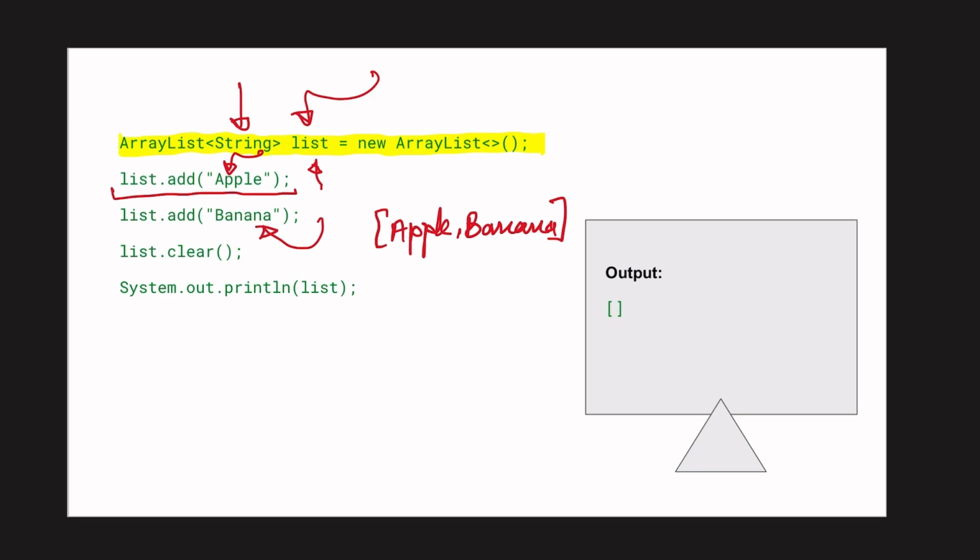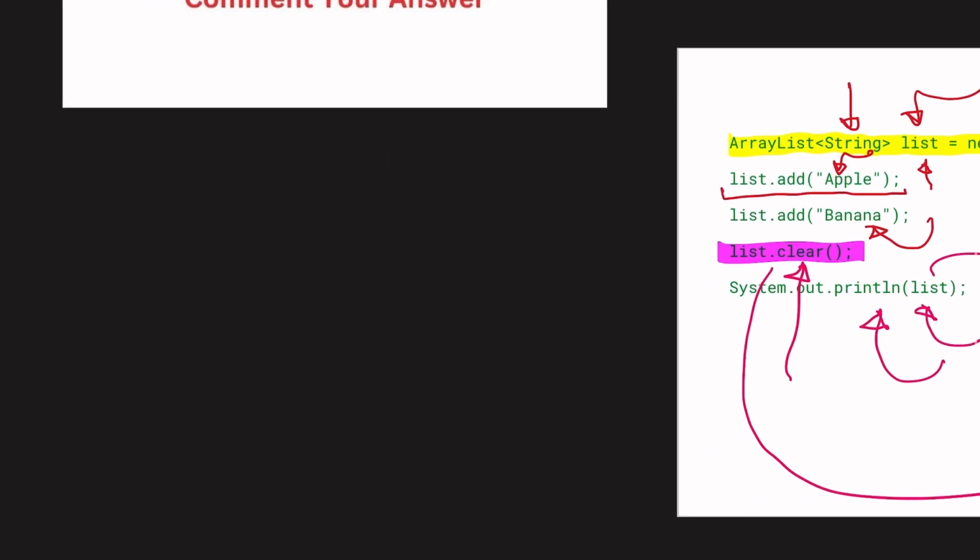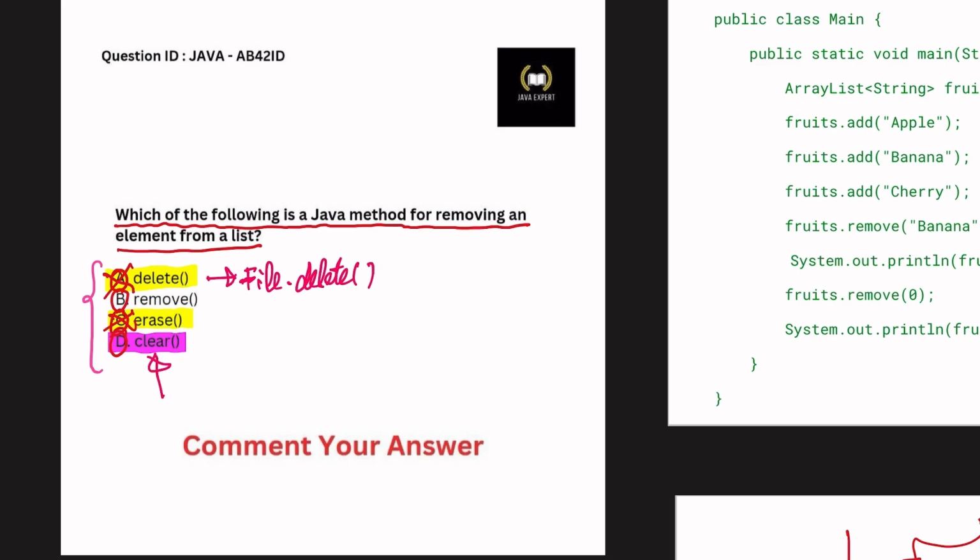But once you call the clear method, it clears all elements, like removes all the elements from the list. So if you print it out with system.out.println, what you are printing? List. So that list will be printed on the output screen, and because you have used the clear method, on the output screen you are seeing there is no element inside the list. So that is what clear method does. So now we have seen three options and all three options are wrong. Okay, let's check B option.